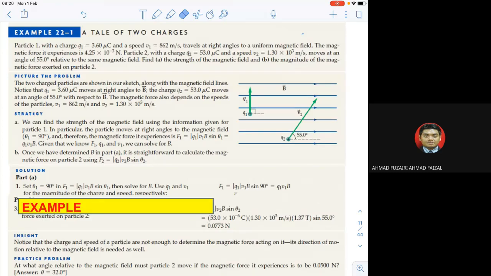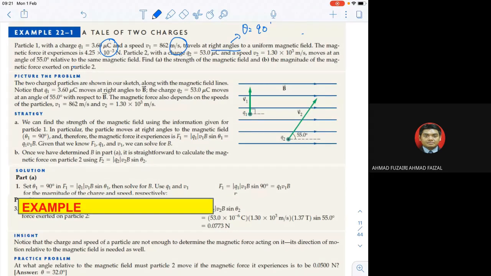Okay, particle 1 with a charge q1 equal to 3.6 microcoulomb and a speed v1 equal to 862 meter per second. All are in SI units, so look at the units first. It travels at right angles to a uniform magnetic field, so theta equals 90. The magnetic force it experiences is 4.525 times 10 to the power of negative 3 Newton.